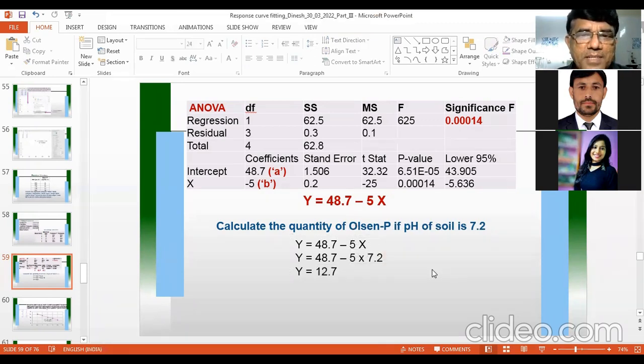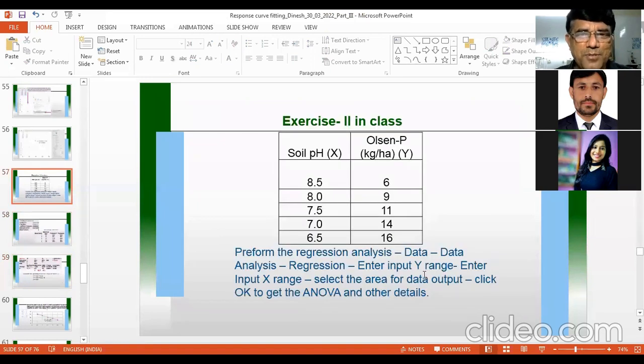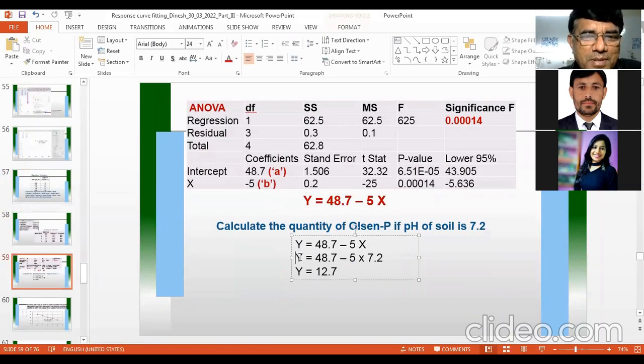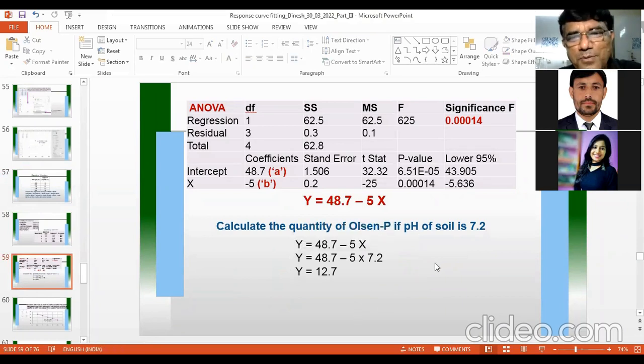Similarly, you can make predictions the other way around also. Suppose you want to know, though it is not allowed, but you can try the other way around also, that if your Olsen P is 12, what will be the pH of the soil? You can do it legally. If you have 12 as the value of Y, in place of Y you can put the value here and you can calculate the value of X. So you can make predictions either way.